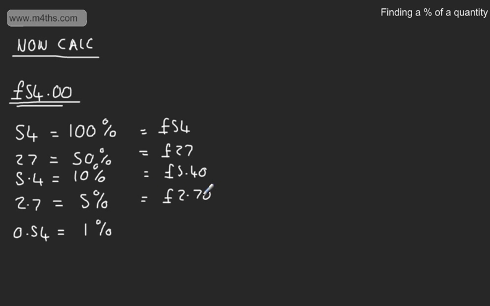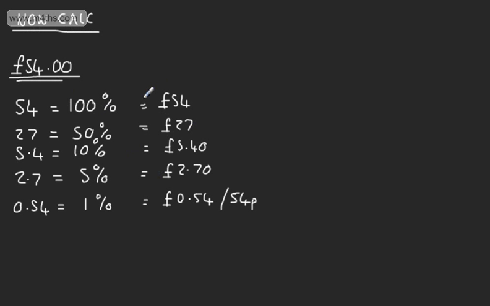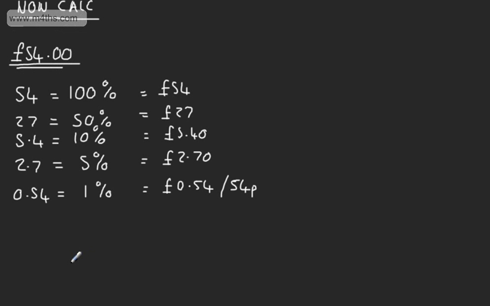And this one we could either write now as £0.54 or 54p. So that's what we've got. We've got now a table where we can find any percentage of £54 when we've got an integer value, a whole number value. So let's look at this.